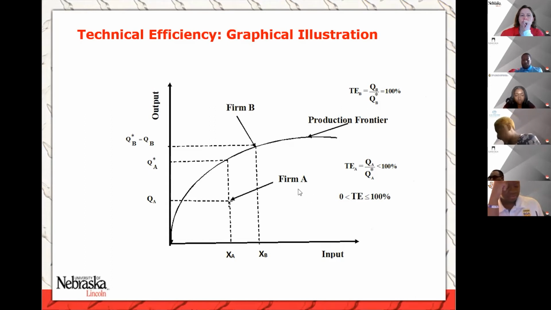Now let's look at firm A. Firm A's level of output is QA, and as you can see, it's below the production frontier. That's why its technical efficiency score is less than 100%. So it's not efficient, okay?